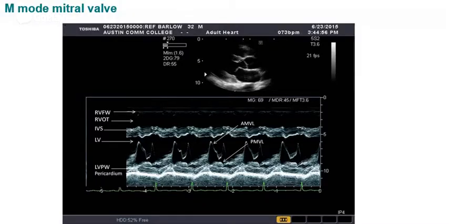This is the M mode echocardiography through the mitral valve, where the ultrasound beam cuts perpendicular to the moving mitral valve, the mitral annulus and the tip of the mitral valve, and we can see 2 types of waves here. One is generated by the anterior mitral leaflet, and the other wave is generated from the posterior mitral leaflet. We can go into detail in the next slides, and just to summarize, this is the right ventricular free wall, this is the RVOT, the interventricular septum, this is the left ventricle, this is the left ventricular posterior wall, and this glistening structure is the pericardium.